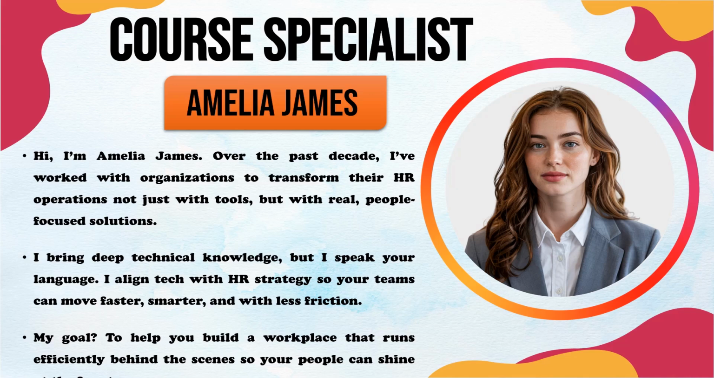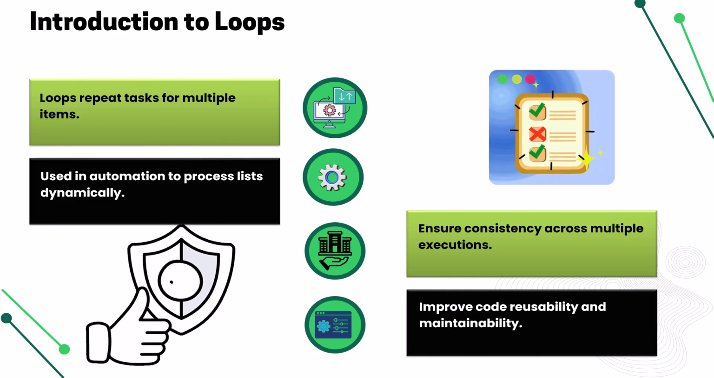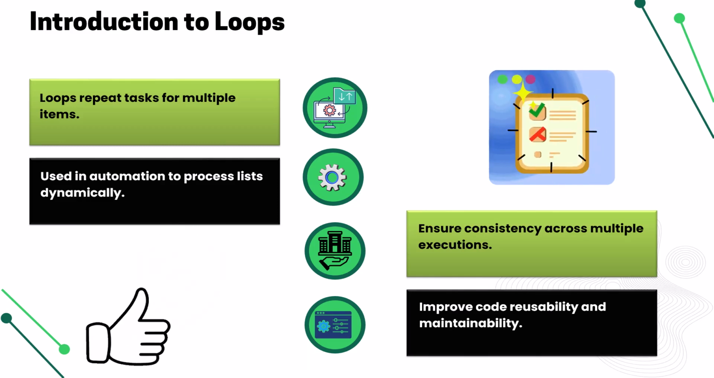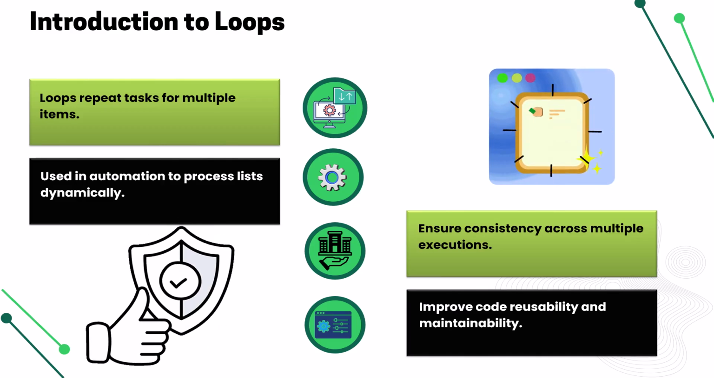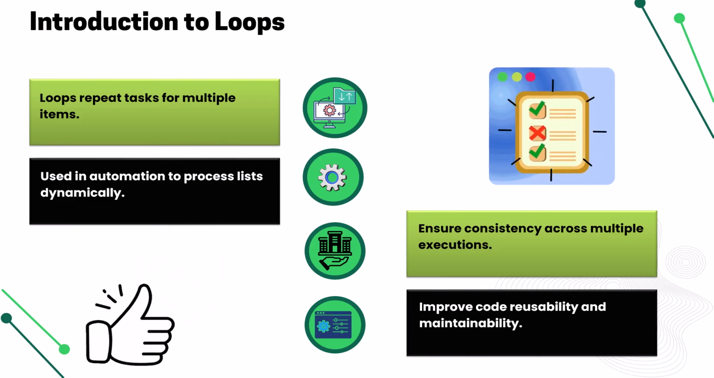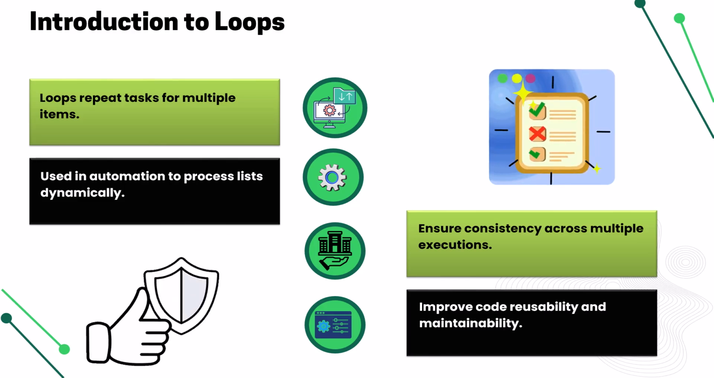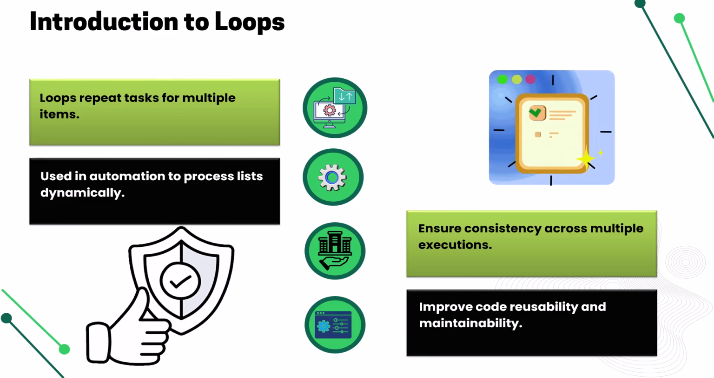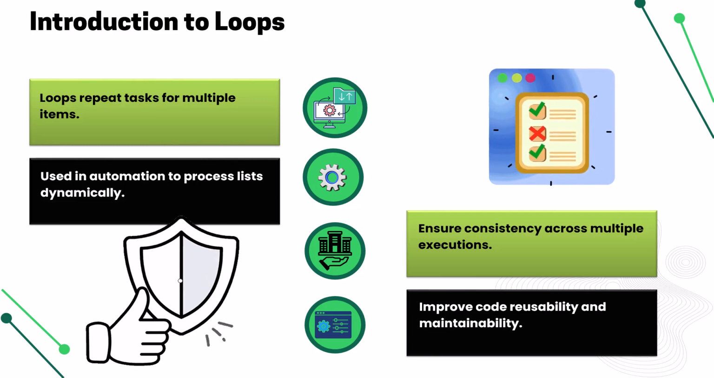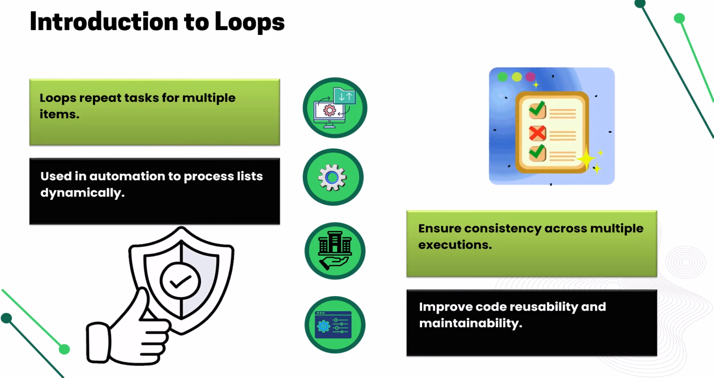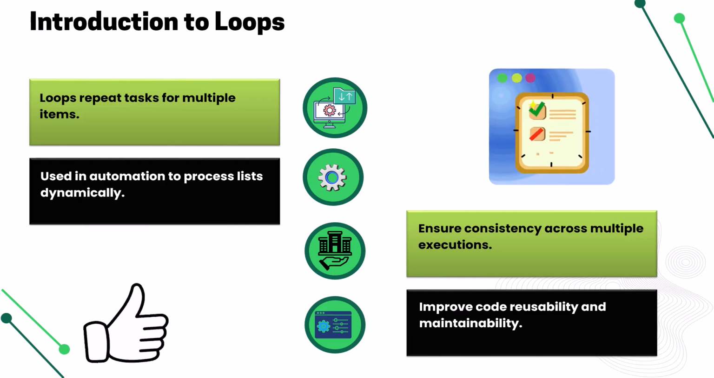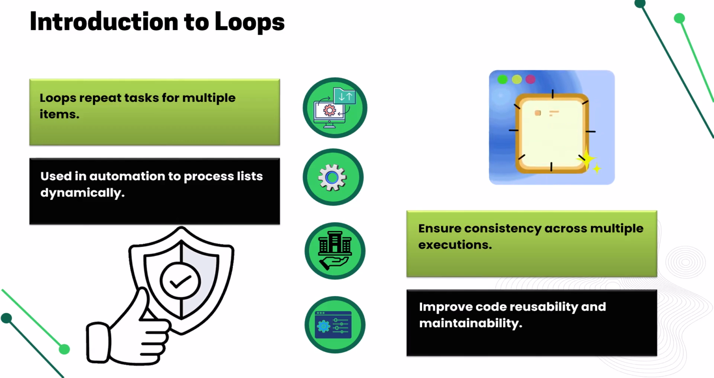Loops are like the ultimate multitaskers in Ansible. They take a list and execute commands for each item without breaking a sweat. They ensure consistency, reduce errors, and help keep your playbooks clean. Think of them as the superheroes of automation, eliminating redundancy and making your life infinitely easier.